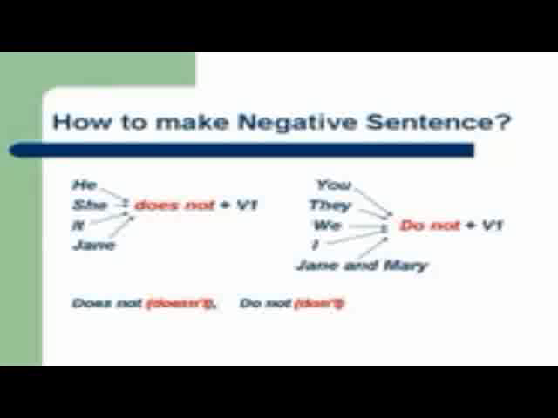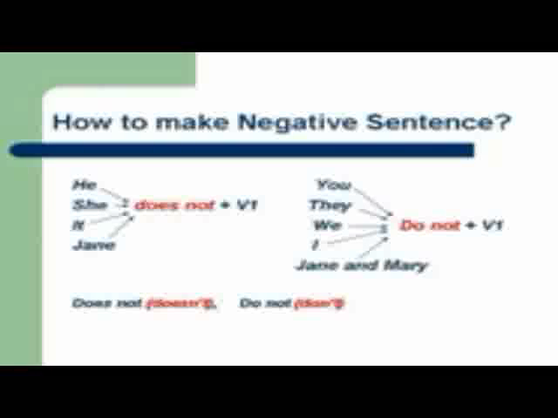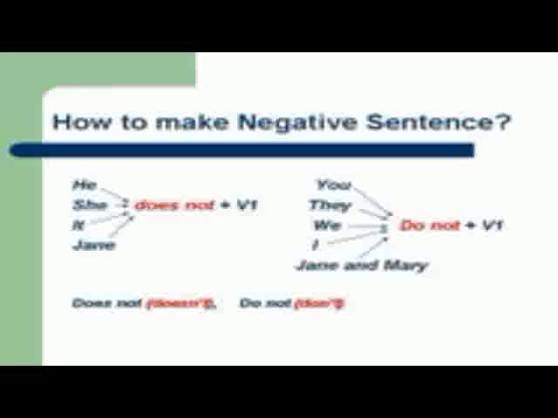Then how will we make negative sentences in present indefinite tense? With he, she, it, and a singular noun, we will use does not with the first form of verb. And students, just keep this in your mind: when we use does not or does in the sentence, then the s or es will not come. The first form of verb will be used. We will omit s or es with the first form of verb.